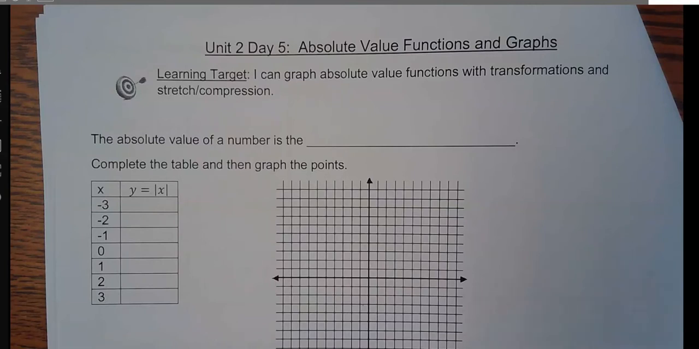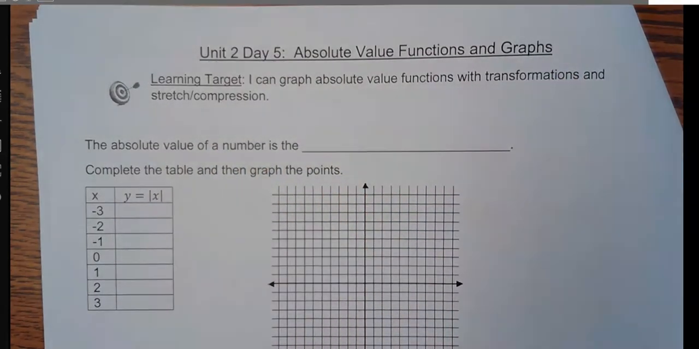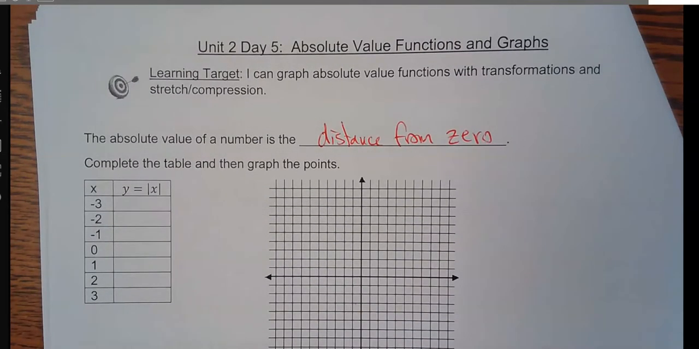Okay, so the absolute value of a number is the distance from zero. I think a lot of people just think of it as if it's negative, make it positive, and if it's positive, leave it positive. That's kind of like the middle school definition, I guess I'd call it. But we're really looking at how far the number itself is from zero.